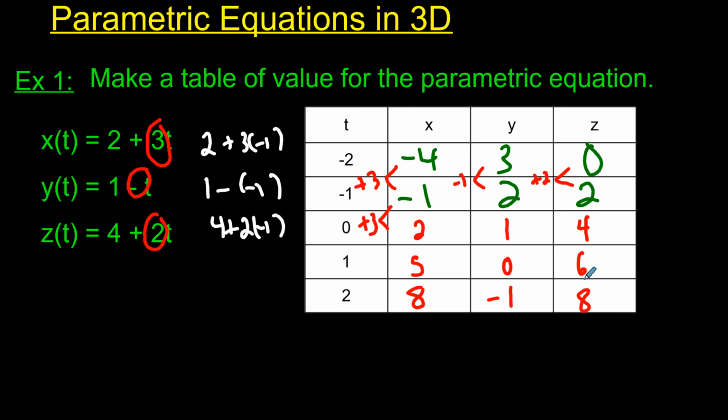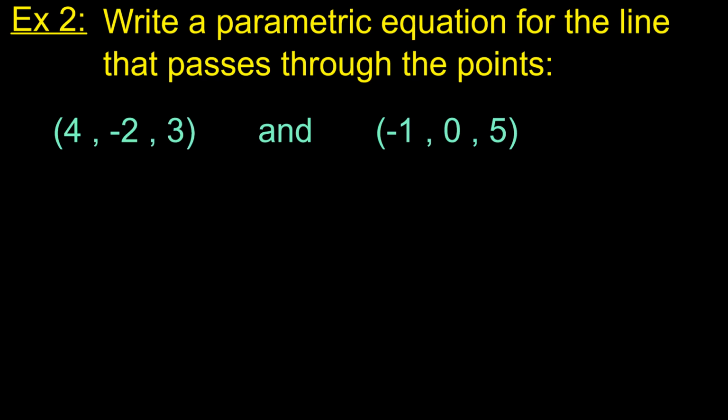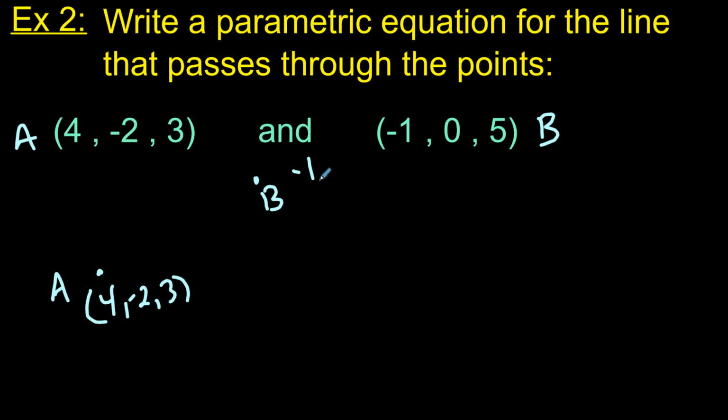So let's go the other way then. Let's say I give you 2 points, and you need to come up with a parametric equation that uses those 2 points. So it's kind of like working backward from what we had. Let's pretend we've got these 2 points. I'll call this one A and this one B. We're going to graph point A here, and that is 4, -2, 3. Then point B is somewhere over here, and that is -1, 0, 5. And we have this line that connects A and B.